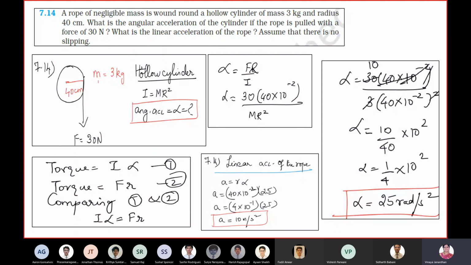Ma'am, this is only valid if there is no slipping, right? Yeah, it will be equal. Whatever the cylinder, as it is rotating, it will have both angular acceleration and linear acceleration. So the linear acceleration of the rope as well as the cylinder will be the same.